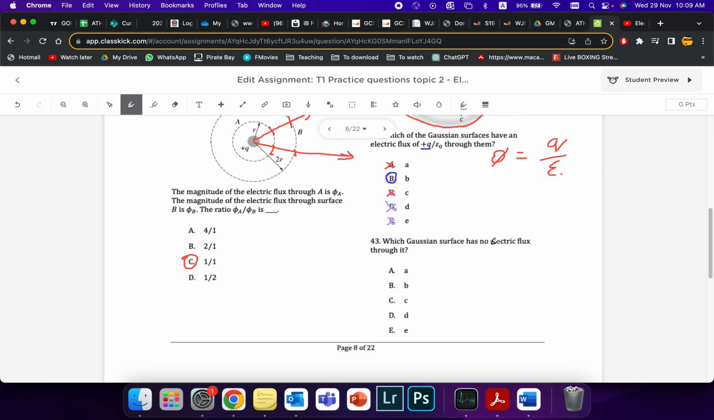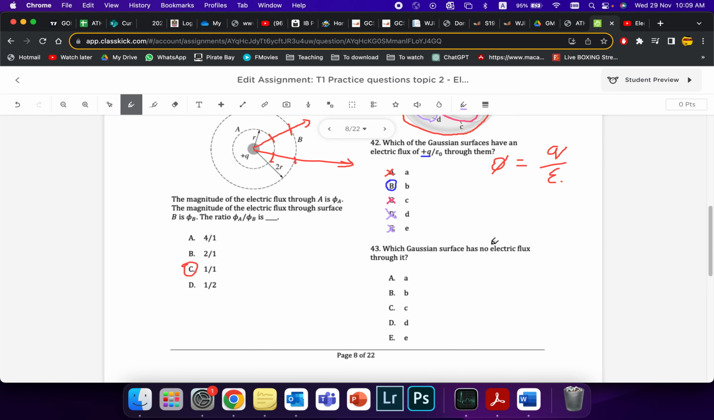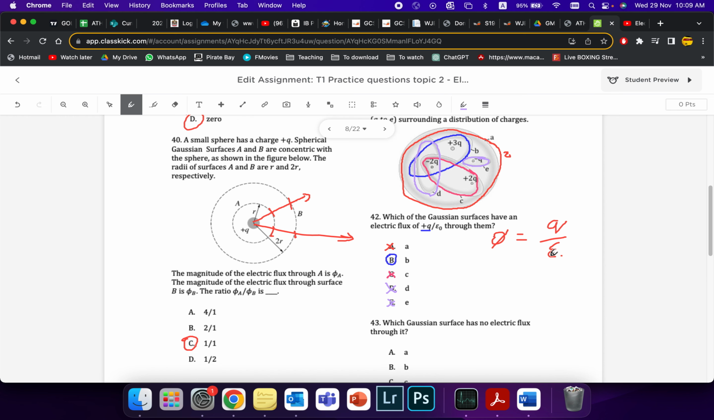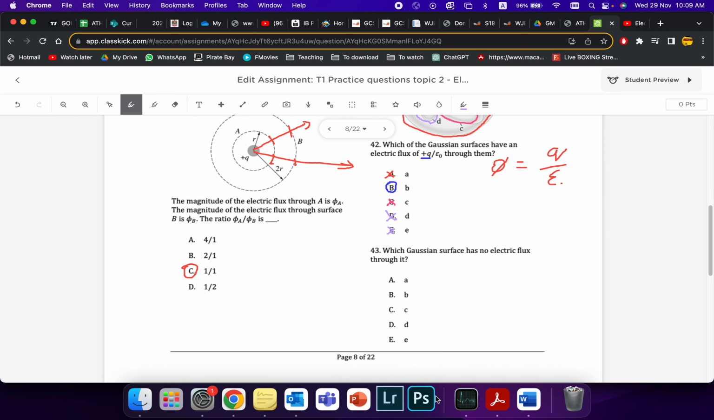Which has no electric flux? I just gave it away in the previous question. I said which of them will have no flux, which basically means 0. And I mentioned that when we did C. -2 plus 2 is 0. So the answer for that one is C already.